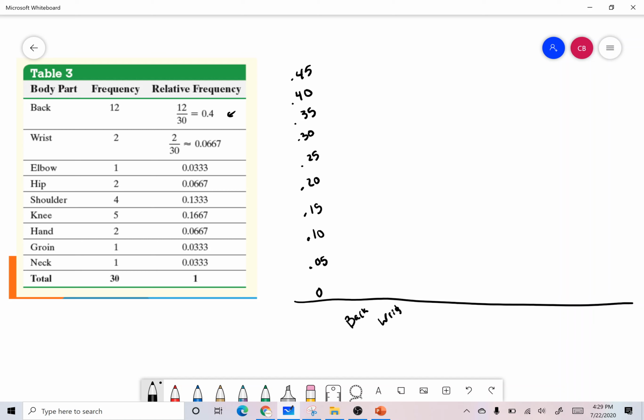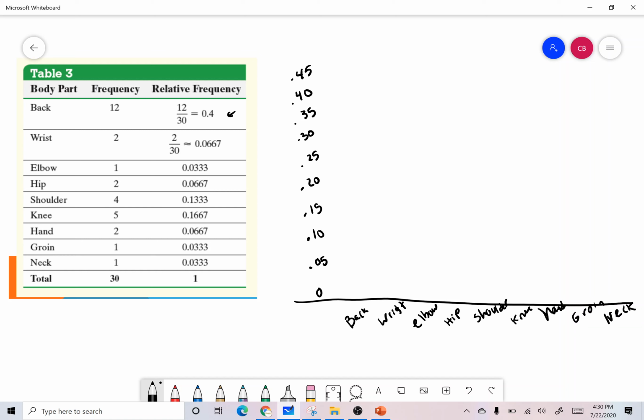back, wrist, elbow, hip, shoulder, knee, hand, groin, and neck. Okay. So let's do back.